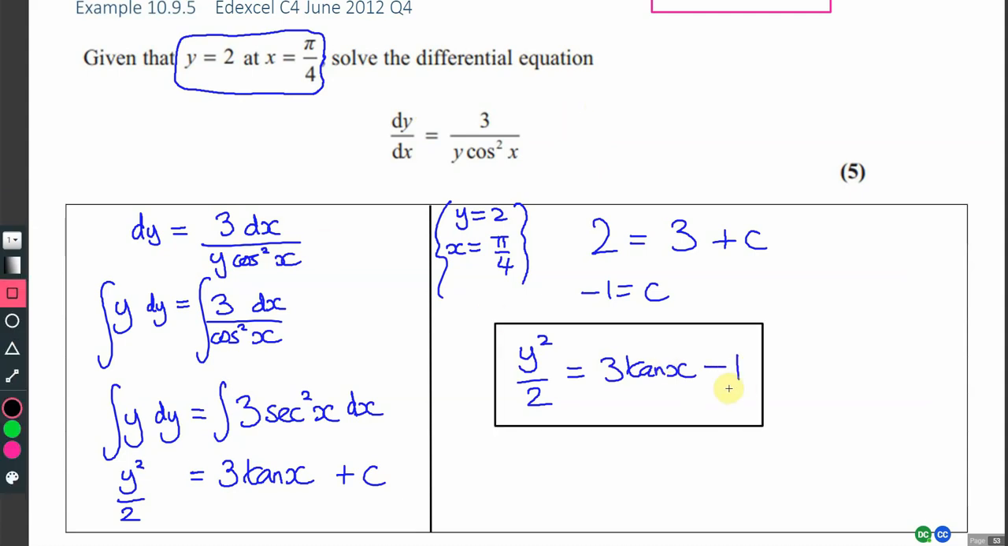So there we go. There's my answer to the question. If you rearrange it into any equivalent form, that would also get full marks. But once we've reached this line here, there's no point doing anything else. We've already scored all 5 marks.